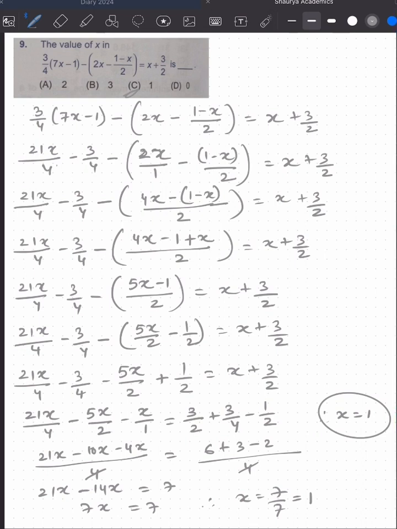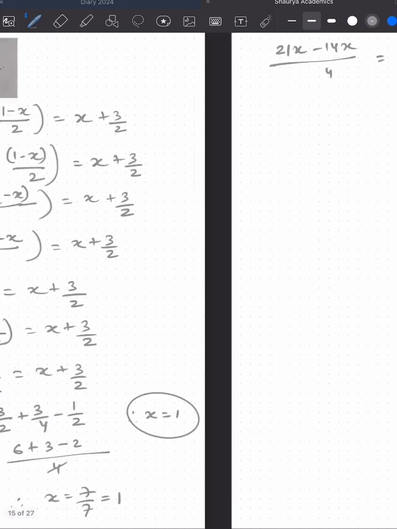If you want to see how it happens, what we can do is take (21x minus 14x) upon 4 is equal to (6 plus 3 minus 2) upon 4. If you are not doing the shortcut, eventually 21 minus 14 is 7x upon 4 is equal to 6 plus 3, 9 minus 2 is 7 upon 4. So this will mean that 7x is equal to 7 upon 4.